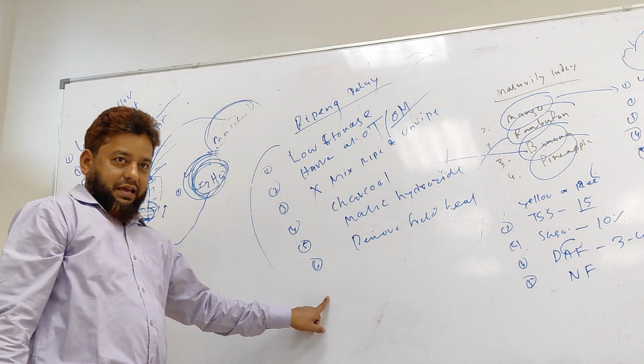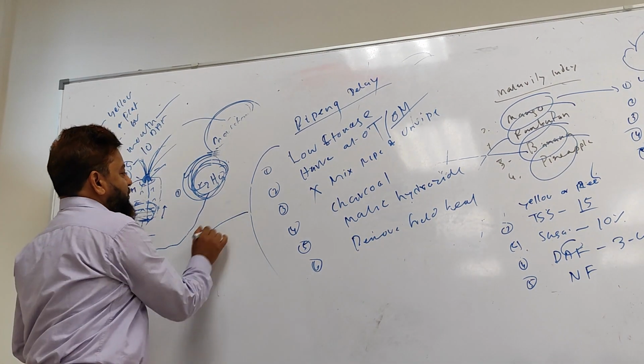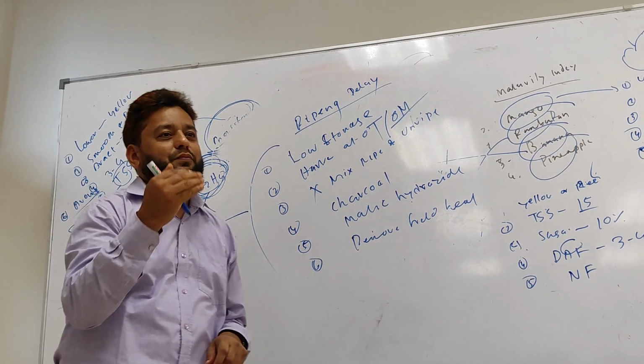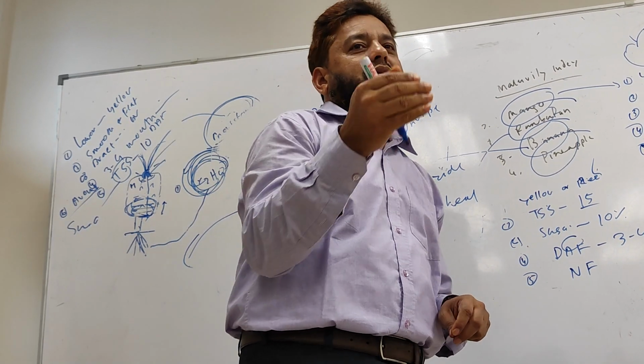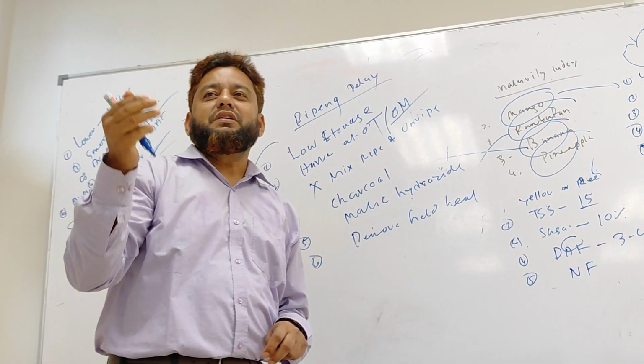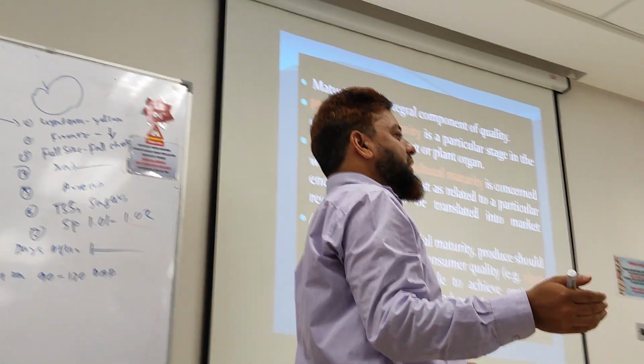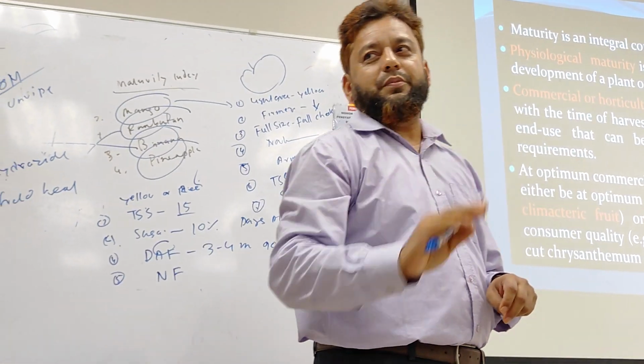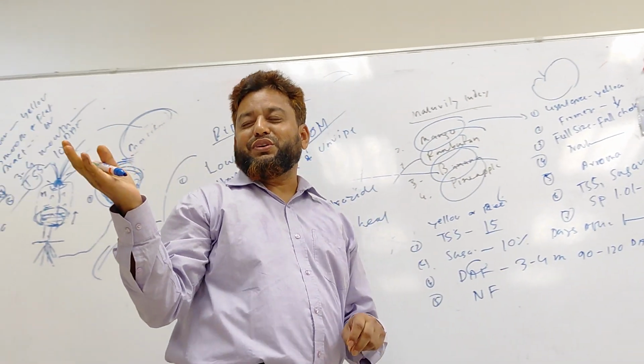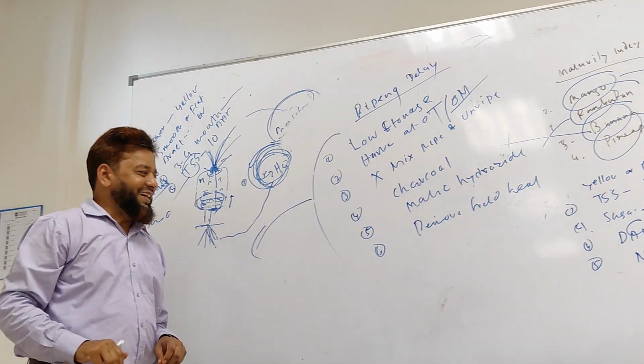Those are 1 to 6, and there are some more. Also here, sometimes we need to stimulate the ripening. Why? Because sometimes some of the fruit take a long time to ripen, so then we have to push them.